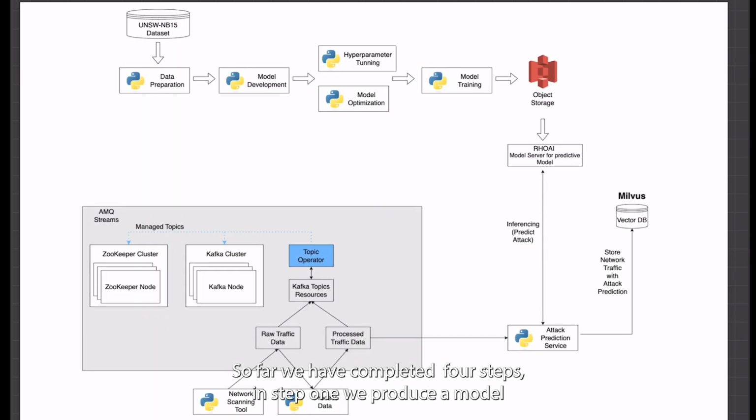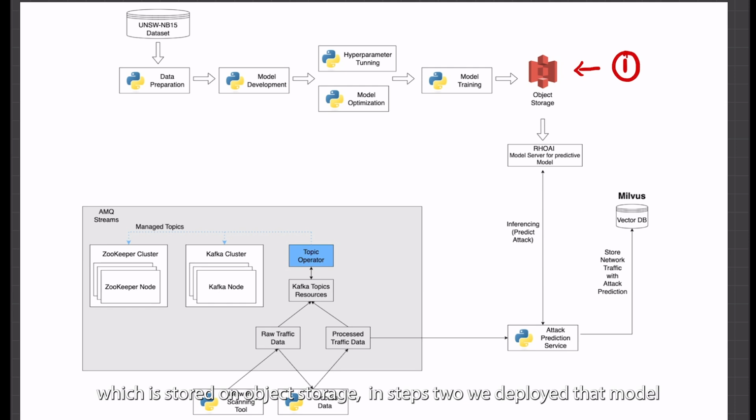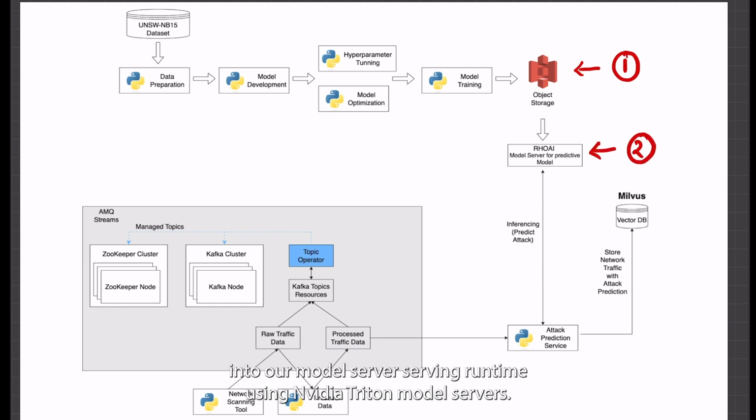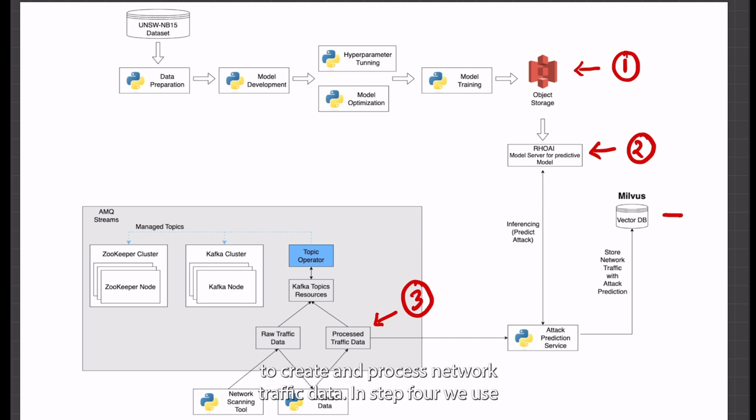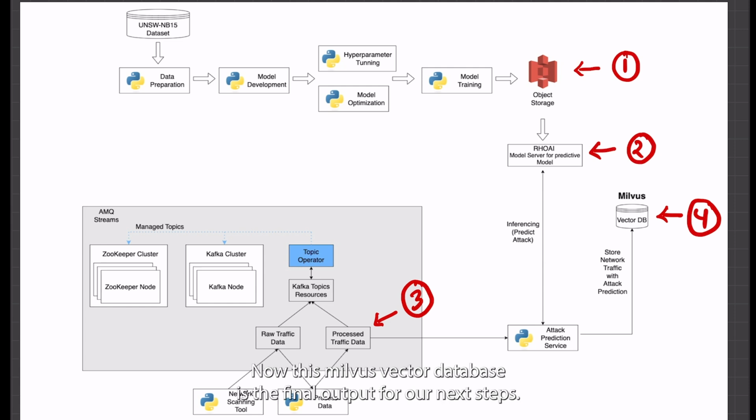So far, we have completed 4 steps. In step 1, we produce a model, which is stored on object storage. In step 2, we deploy that model into our model server serving runtime using NVIDIA Triton model servers. In step 3, we use Kafka and Python-based microservices to create and process network traffic data. In step 4, we use the prediction service to run predictions using our serving runtime and store that information into vector databases. Now this Milvus vector database is the final output for our next steps.